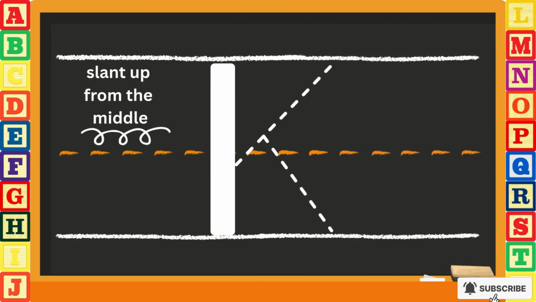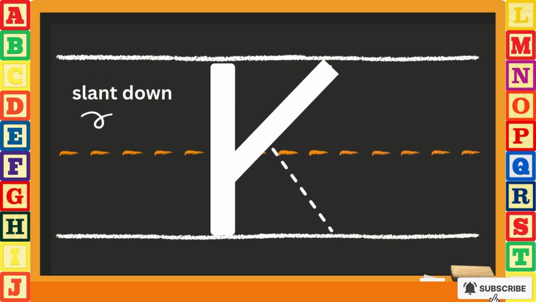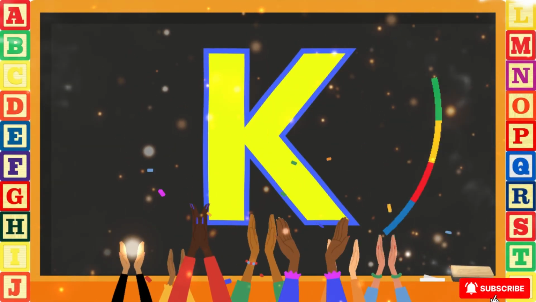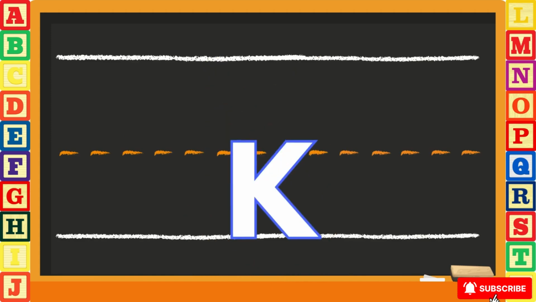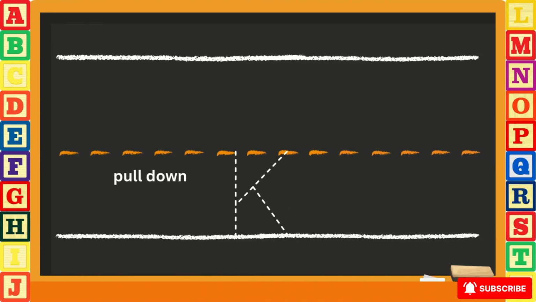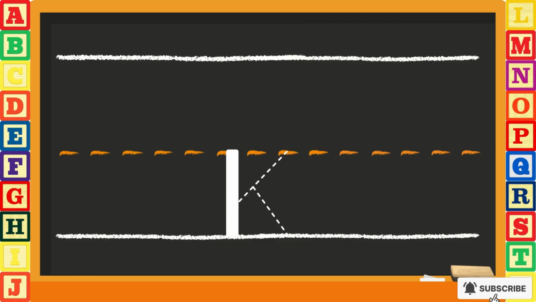Slant up from the middle. Slant down. Good job, kids! Now let's write the small letter K. We call this lowercase k. Pull down, slant up, slant down.